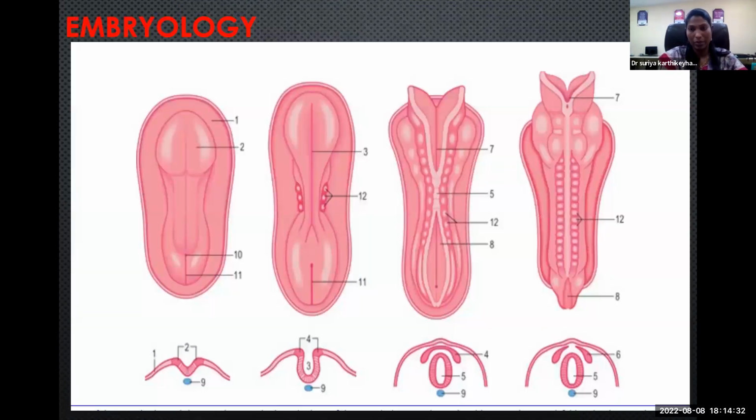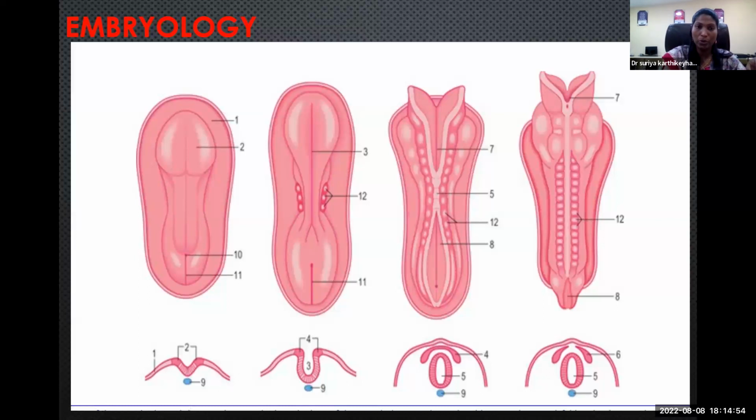Okay. This is the same picture from last class, that is about embryology. If you remember, that is better, but I'll revise again. Okay, so what is this position? This is the developing embryo at different stages. What is this view? We are viewing the embryo from the superior aspect.